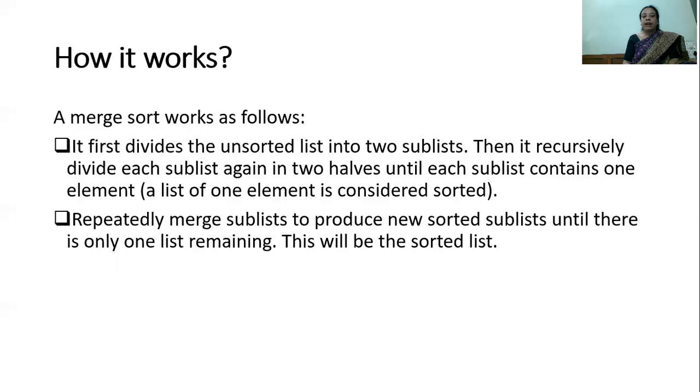It first divides the unsorted list into two sublists. Then it recursively divides each sublist again into halves until each sublist contains one element. A list of one element is considered sorted. Repeatedly merge sublists to produce new sorted sublists until there is only one list remaining. This will be the sorted list.